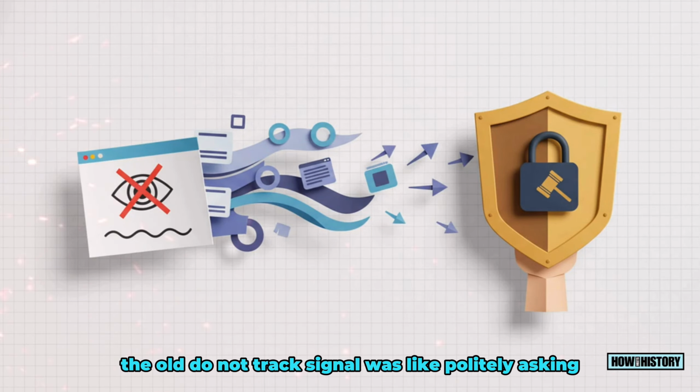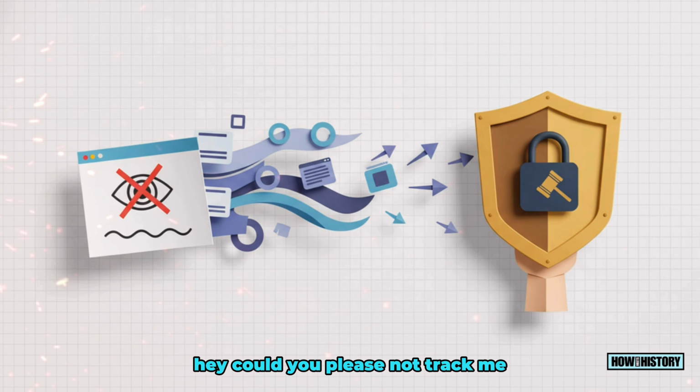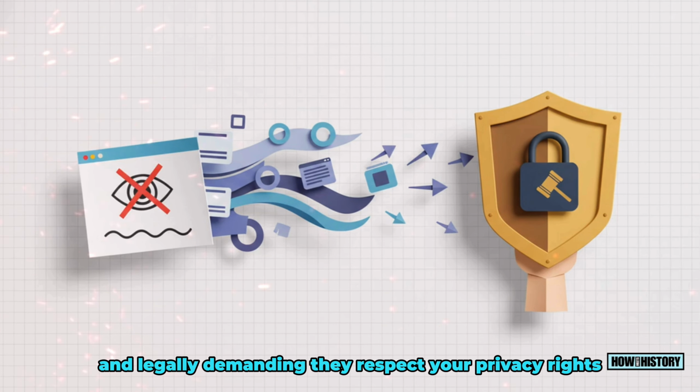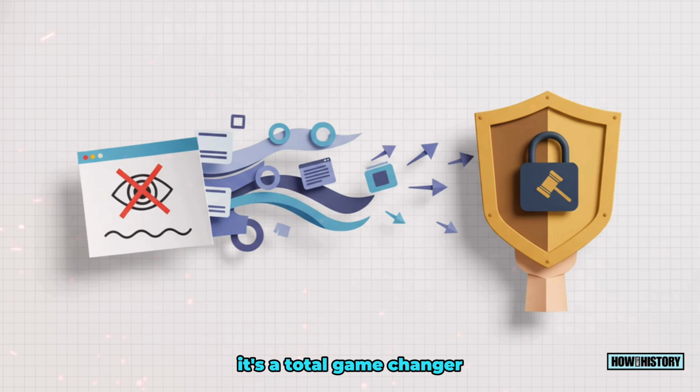The old do not track signal was like politely asking, hey, could you please not track me? And most websites just ignored it. GPC is the complete opposite. It's like your browser walking in and legally demanding they respect your privacy rights. It's a total game changer.